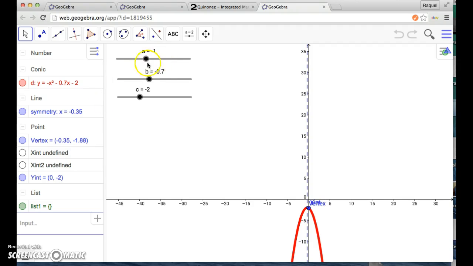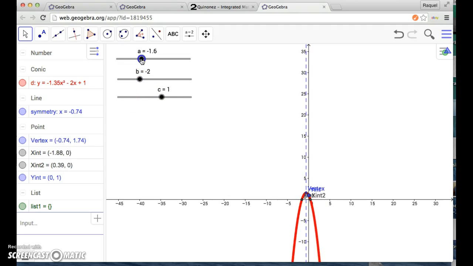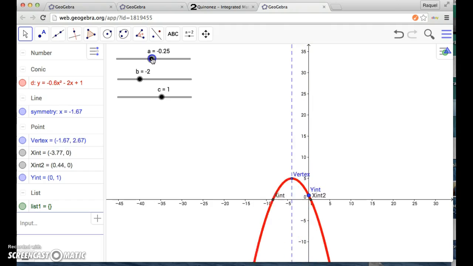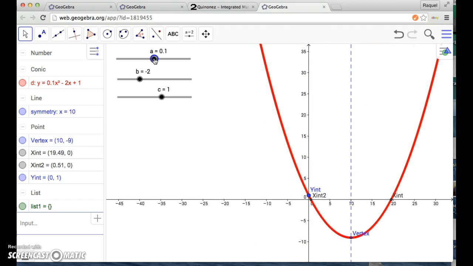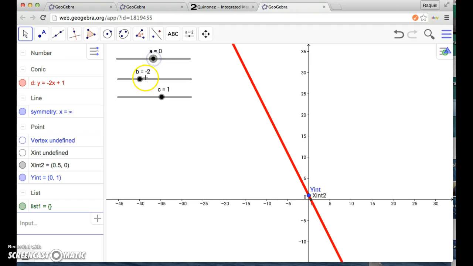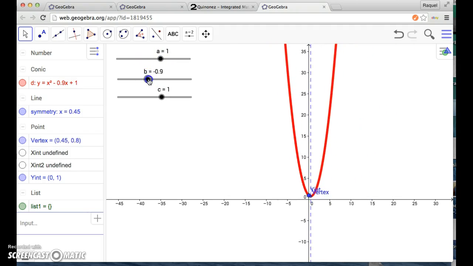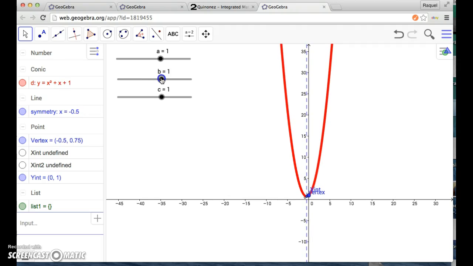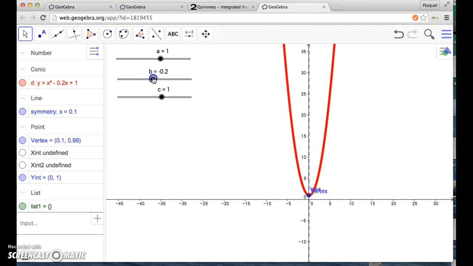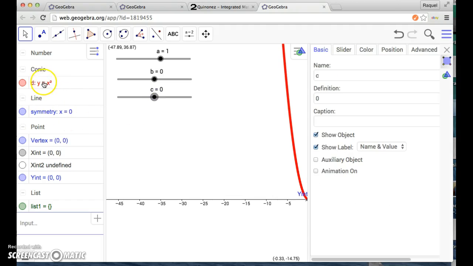So this is a quadratic with A, B, and C. Let's do a basic quadratic with A is 1. I made it to go by really small numbers. We'll put 0 right there. And let's say B is 0, and we'll say C is also 0. Okay, so here is the quadratic right here.